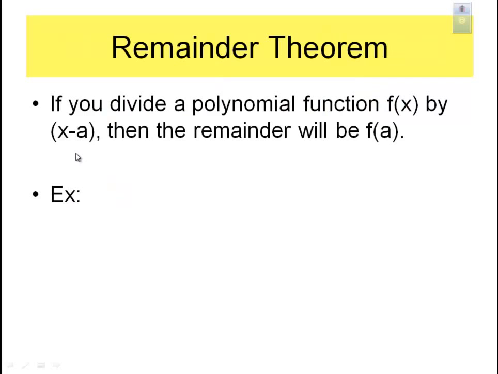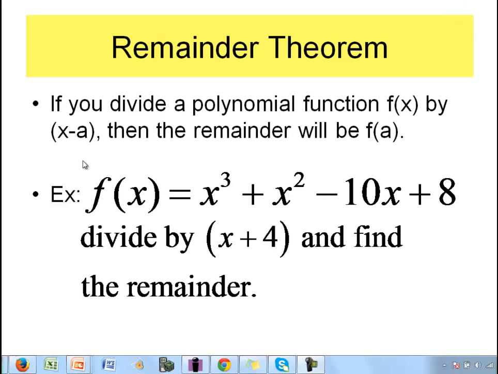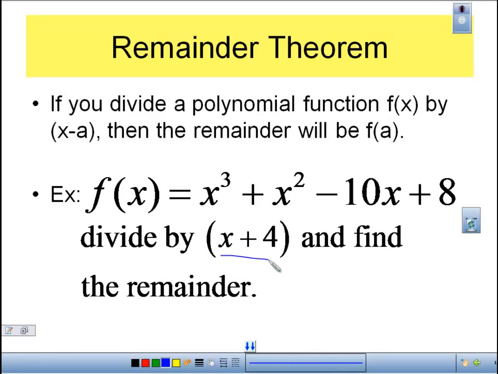We also have something called the remainder theorem. This is actually really helpful and saves a lot of work if you remember how to do it. If you divide a polynomial function, f of x, by some factor, x minus a, then the remainder is always going to be what f of a is. So what does this mean? If I asked you to divide x cubed plus x squared minus 10x plus 8 by the factor x plus 4, and all I cared about was finding the remainder, I don't have to do all the work to figure that out. Yes, this is easy to do synthetic division, but I don't have to do this.